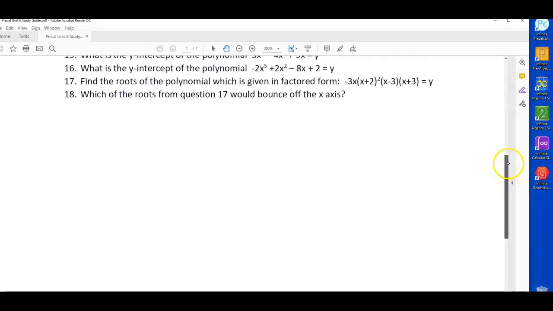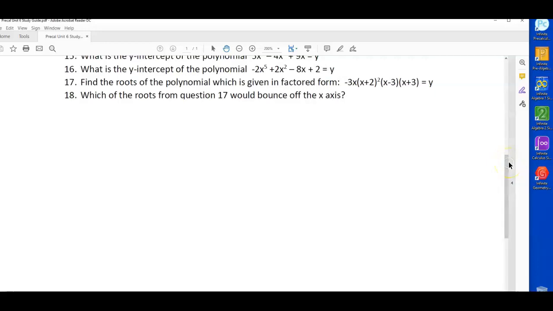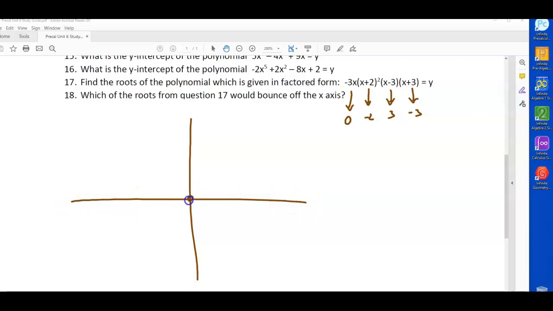I'm going to do number 18 because it's a new question. Number 18 is asking us which of the roots from question 17 would bounce off of the x-axis. As you might recall, this one gave me a root of 0, this one gave me a root of -2, this one gave me a root of 3, and this one gave me a root of -3. And all of these are places where it touches the x-axis: 0, -2, -3, and +3.